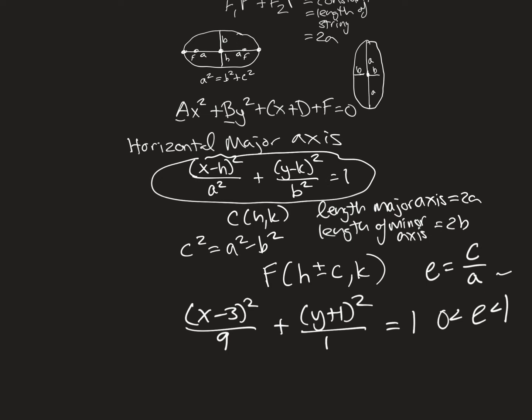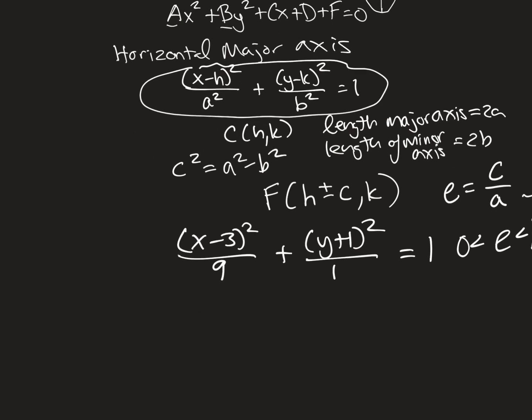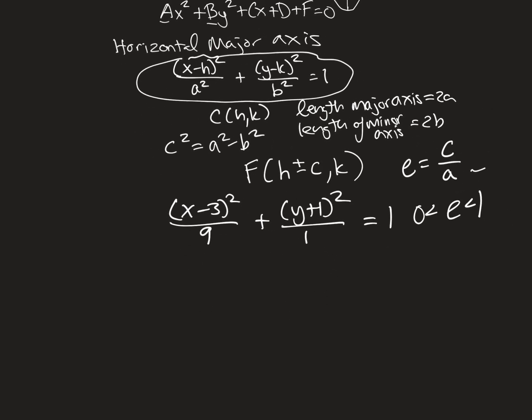All right, so that's the horizontal major axis. Now let's talk about, well, what if it's a vertical major axis? So super similar, and then we'll go through completing the square. So, vertical major axis.